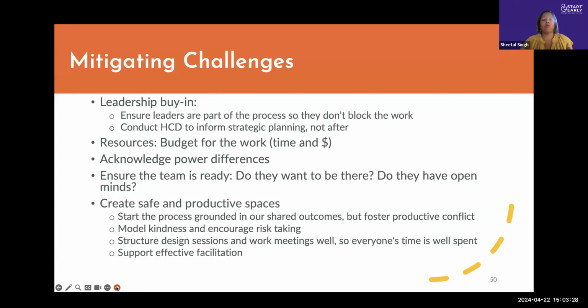And then what we have found time and time again is facilitation is key, again, to making sure that the sessions are structured well and everyone feels like their time has been honored. Next slide, please.